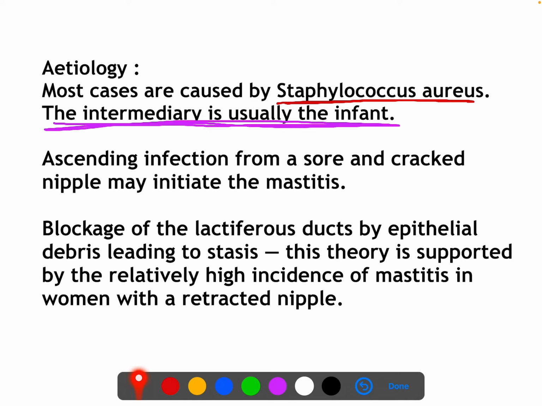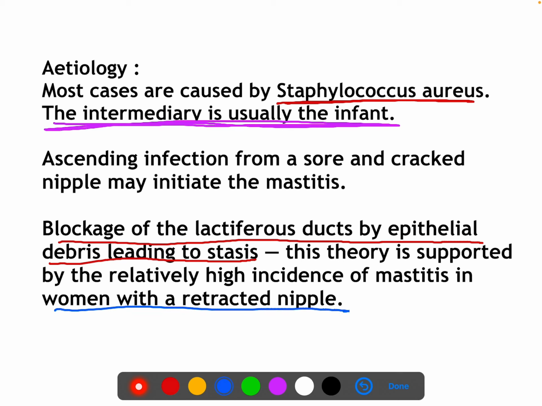Another cause is blockage of the lactiferous ducts by epithelial debris, leading to stasis، يعني تنسد الدكت by debris مال epithelium for stasis. This theory is supported by the relatively high incidence of mastitis in women with retracted nipple. يعني شافوا اللي عندهم retracted nipple يصير عندها mastitis. لما تبعوها لقوا انه there is obstruction بالlactiferous duct because of the epithelial debris. فهذا من ضمن الكوزز اللي تسوي mastitis.